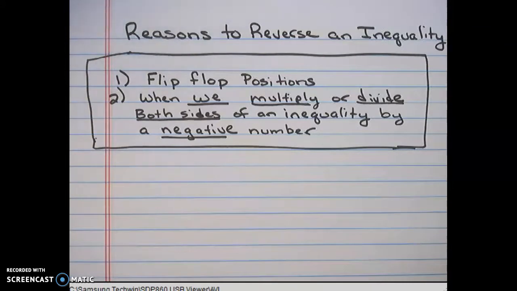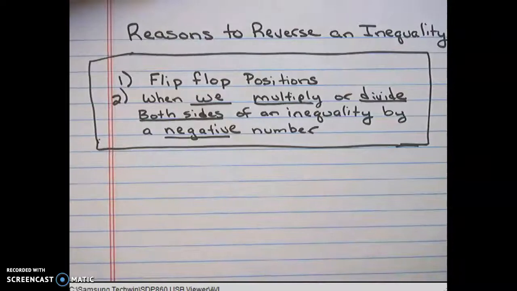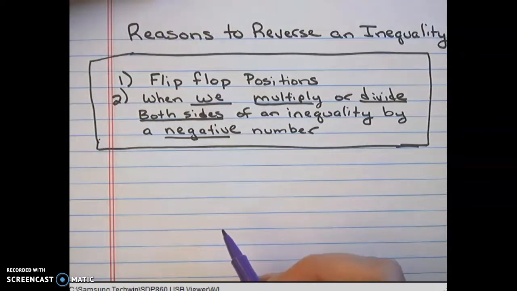One of the things we learn when we're solving is if I want to subtract 5 from one side of the equation, I have to subtract 5 from the other. Otherwise, that equal sign is no longer valid. It's not equal. There's some things that happen in inequalities as well. And one of the reasons we're going to have to reverse that sign is if we want to flip-flop positions.